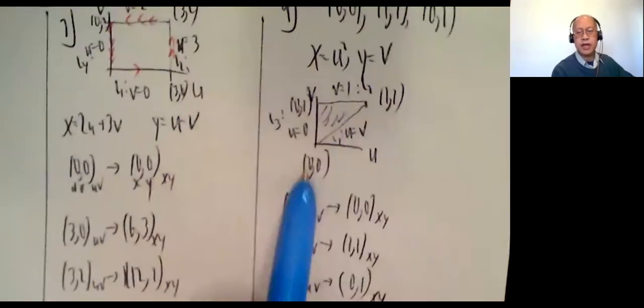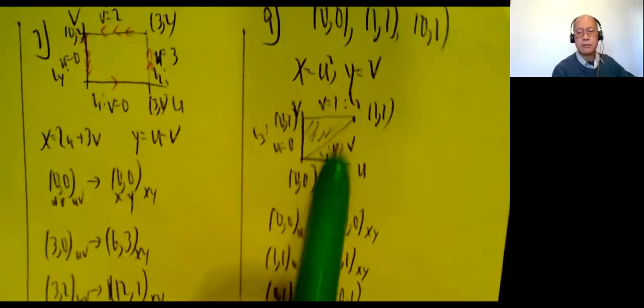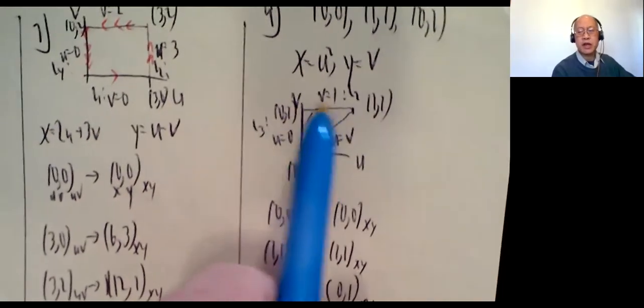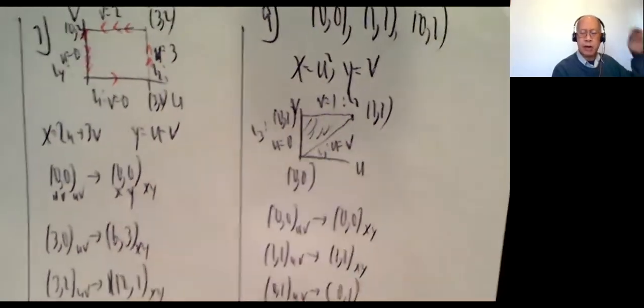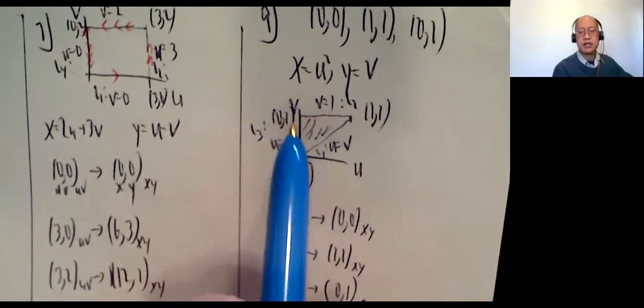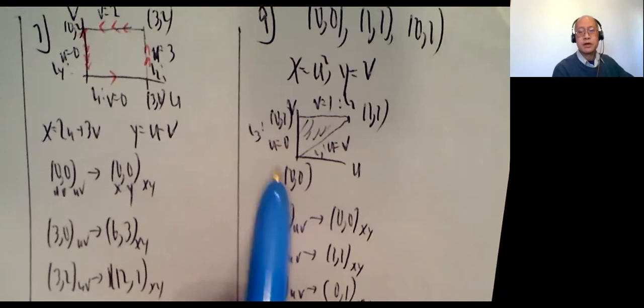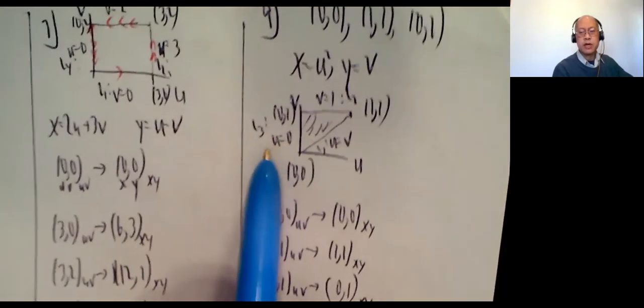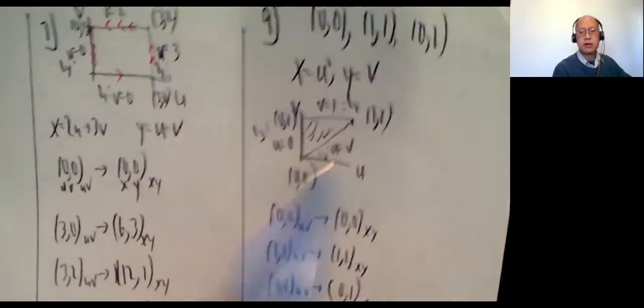This is U equals V. I think of Y equals X, right? V equals 1. I think Y equals 1. Okay, so in my mind, U, V is X, Y. So U is like X, V is like Y. Okay, so here's U equals 0, V equals 1.